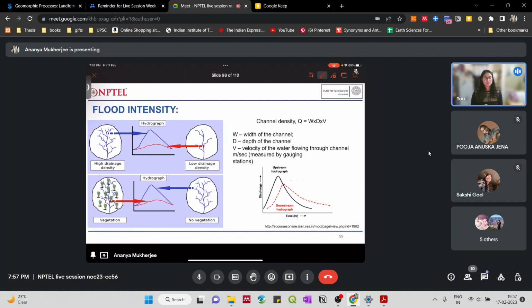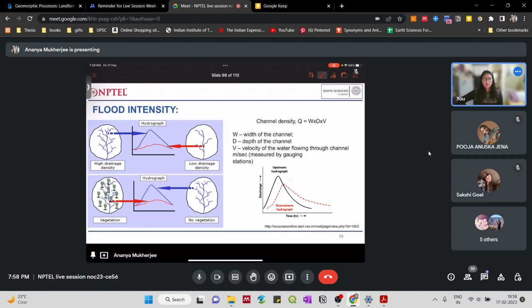Now, as I said, the flood intensity is going to depend on your drainage density, on the occurrence of vegetation, or the place where it is happening. So you have upstream and then you have downstream floods. In the upstream area, the drainage density could be low.